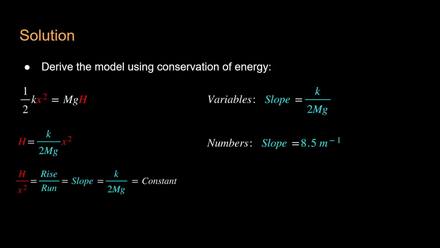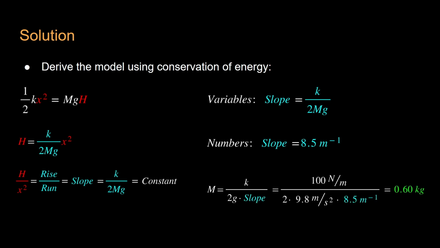So here's our slope two ways. With variables, the slope is k divided by 2mg. With numbers, students said linear regression got 8.5 inverse meters. And now we just set them equal and solve. So m is just going to be k divided by 2g times the slope. If you set slope equal to k divided by 2mg, multiply both sides by m, divide by slope, and we get this expression. Plug in the set values, and we get a value for m.